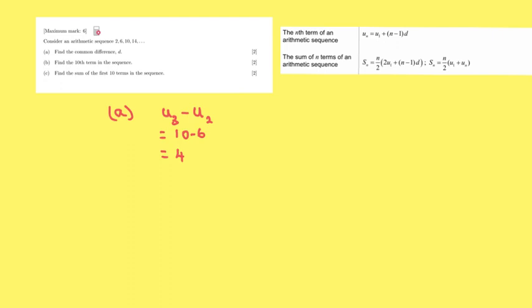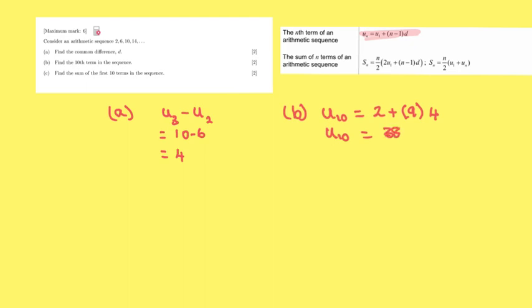B. Find the 10th term in the sequence. Because we want to find the 10th term, we can use this formula. So u10 is equal to the first term, which is 2, plus n minus 1, 10 minus 1 is 9, times the common difference, which is 4. So u10 is equal to 9 times 4 is 36, plus 2, 38.